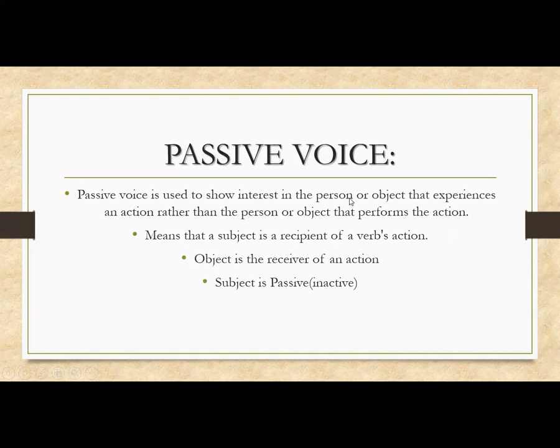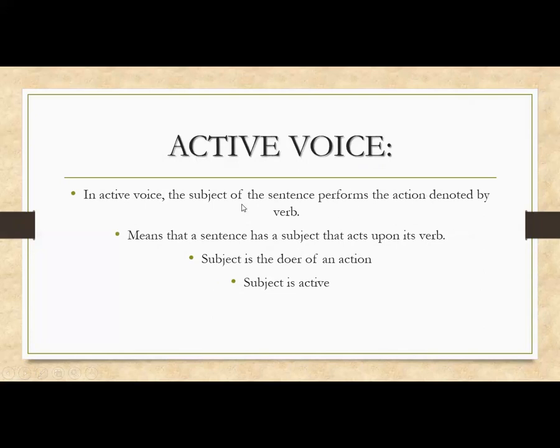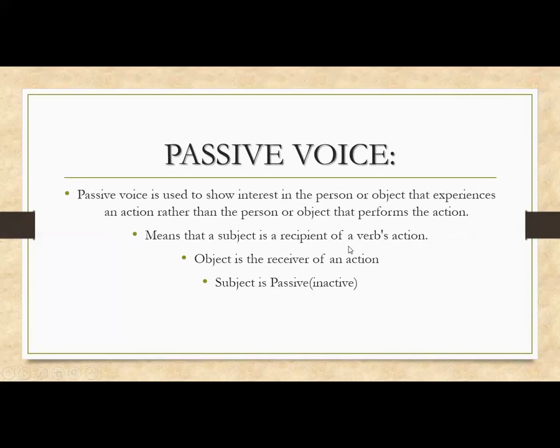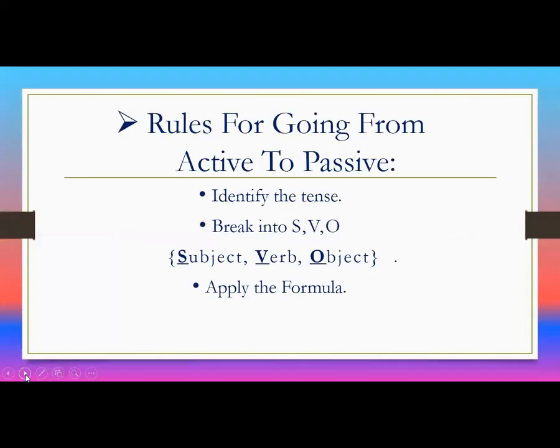Passive voice is used to show interest in the people or object that experiences an action rather than the person or object that performs the action. Means the subject is a recipient of a verb's action, or the object is the receiver of an action. Here the subject is passive. Passive means inactive, although the object is present in passive voice. Basically in active the work is of the subject and in passive the work is of the object. Moving to our next slide.